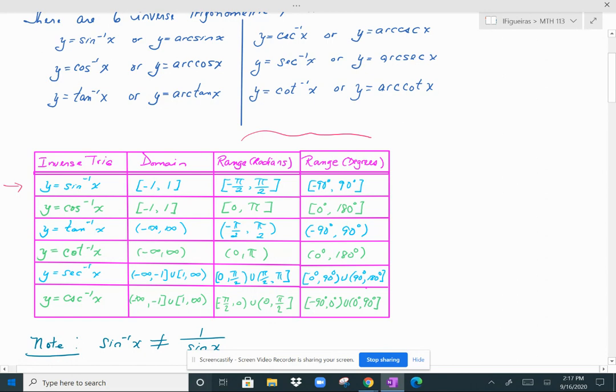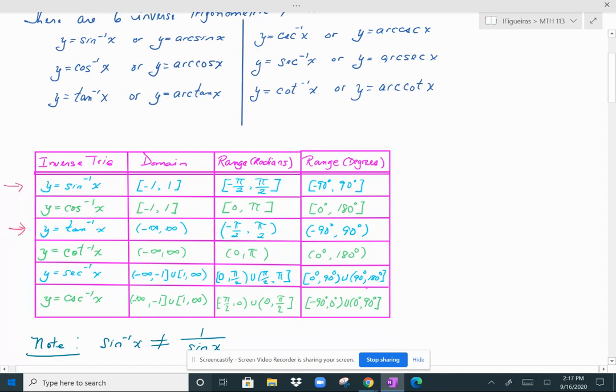Cosine inverse domain is from -1 to 1. Your range is from 0 to π closed interval, or 0° to 180°. Your tan inverse, the domain is all real numbers, but your range is an open interval from -π/2 to π/2, or from -90° to 90°. That's basically because tangent is not defined at -π/2 and π/2. It would be 0 in the denominator. Cotangent also has a similar restriction. Domain is from -∞ to ∞, and the range is an open interval from 0 to π, or 0 to 180.